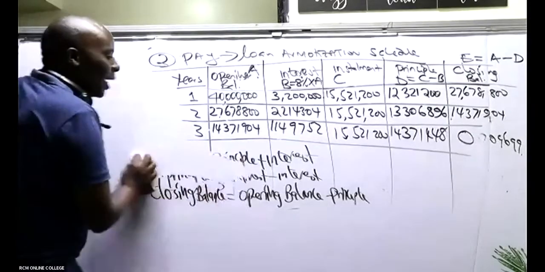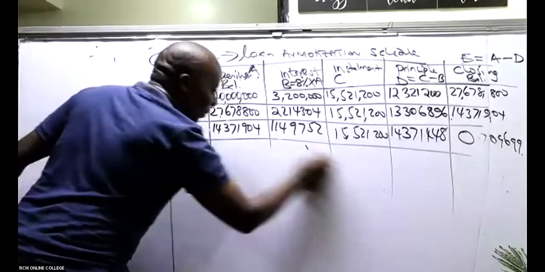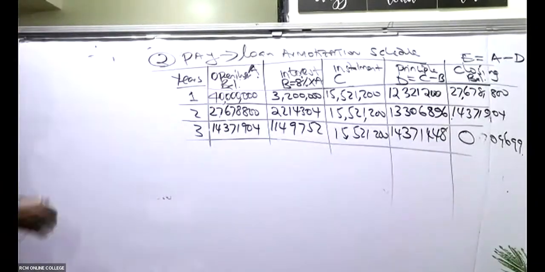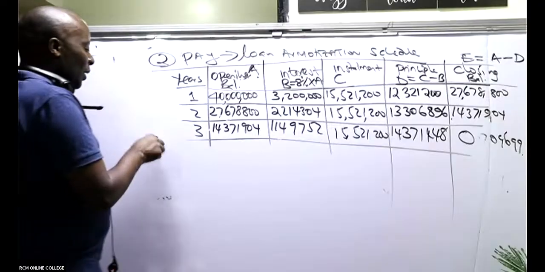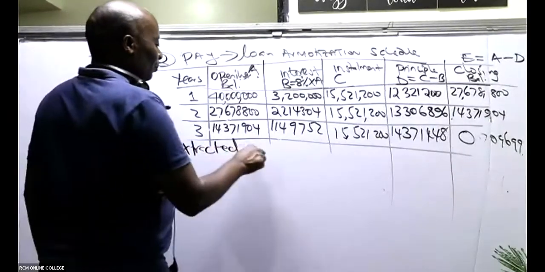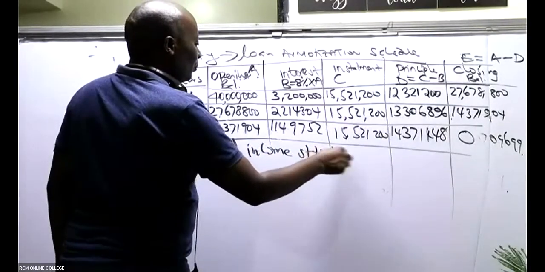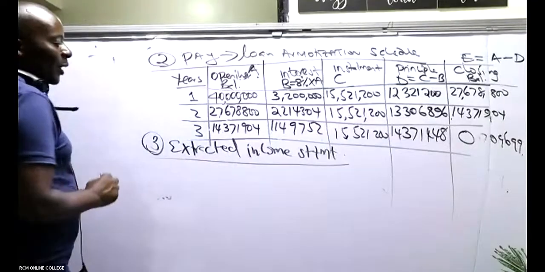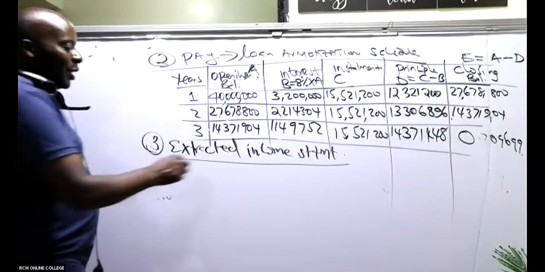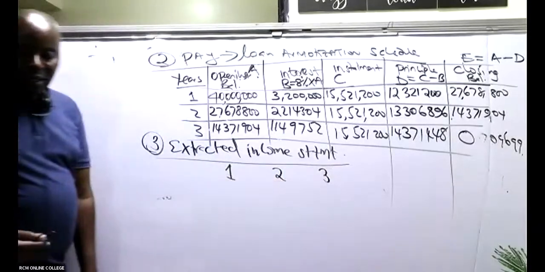So step number 3, I want you to memorize these steps, because this is very popular in your exams. So step number 3, go ahead and give us extracted income statement. So remember, we have 3 years. We have year 1, year 2, year 3.